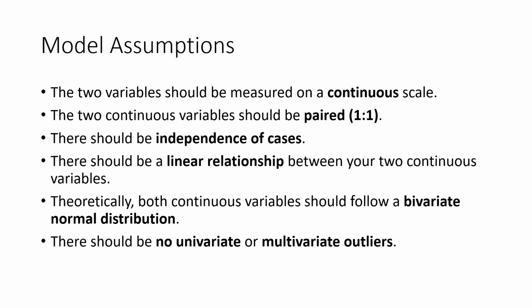Model assumptions. The two variables should be measured on a continuous scale. The two continuous variables should be paired one-to-one. There should be independence of cases. There should be a linear relationship between your two continuous variables. Theoretically, both continuous variables should follow a bivariate normal distribution. There should be no univariate or multivariate outliers.